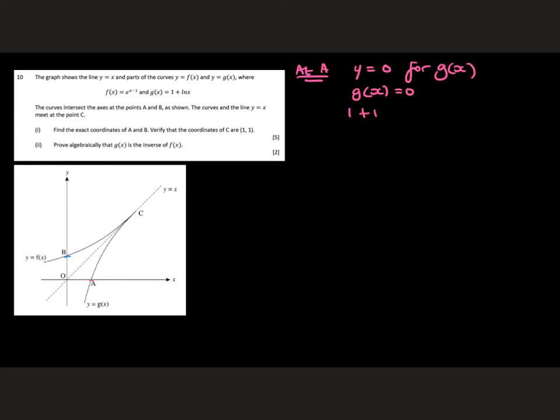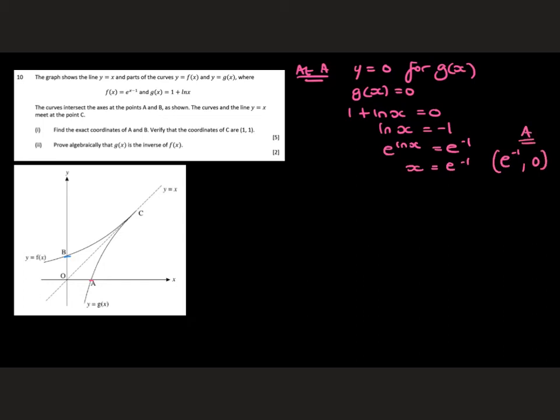So 1 plus ln of x equals 0, ln x equals minus 1. Now to undo this, we need e. So we need to take e to the ln x here, e to the negative 1. Of course, this cancels on the left-hand side, x equals e to the negative 1. So the exact coordinates of point A are e to the negative 1, comma 0.